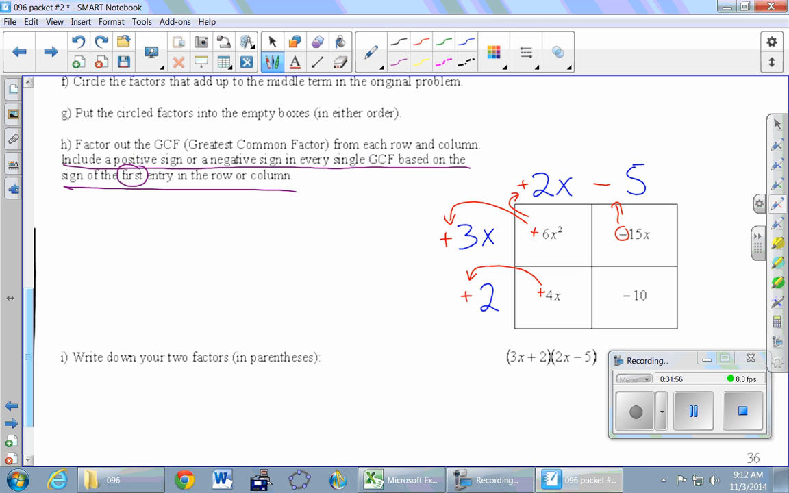And then we just have to read off the answer. So here it is, 2x minus 5, 3x plus 2. 2x minus 5 and 3x plus 2. Okay, so that is the hardest kind of factoring that we will see. Pat yourselves on the back. It's a long process, but it gets easier with practice. It's always the same process.